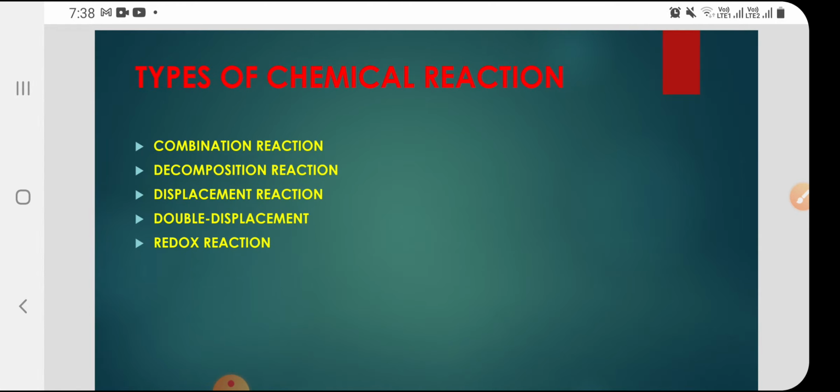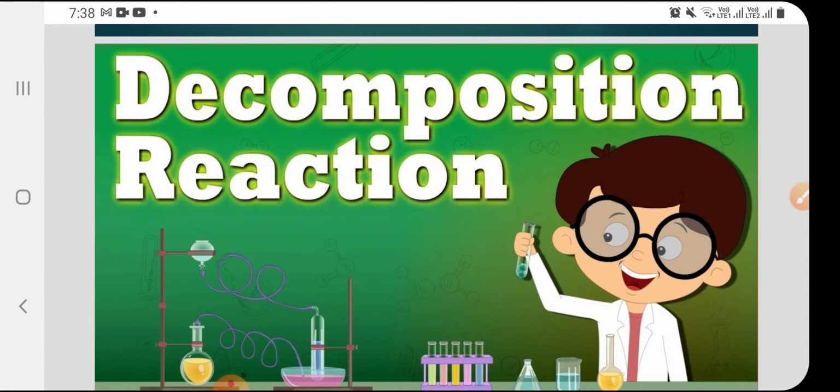Now the next reaction is the decomposition reaction. What is a decomposition reaction? A decomposition reaction is just the reverse of the combination reaction. As we know, a combination reaction forms after combining of elements, so a decomposition reaction forms when a single substance splits into simpler substances. For example, water is H2O, and when this water breaks, it gives hydrogen and oxygen. That is a decomposition reaction.